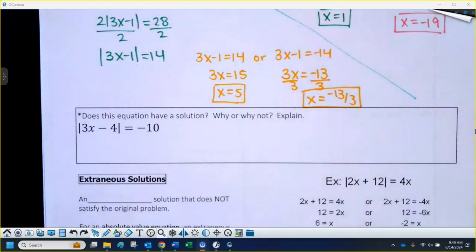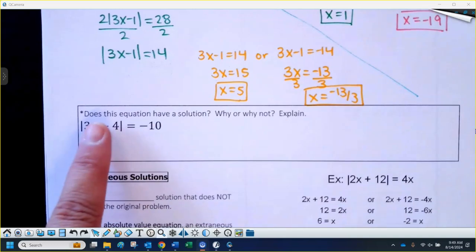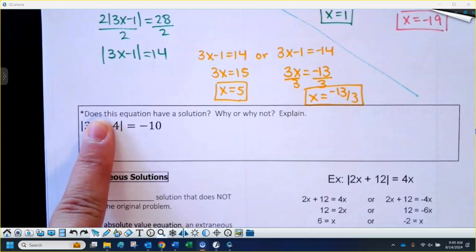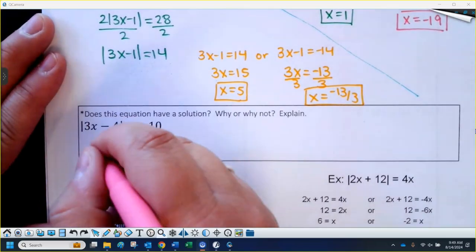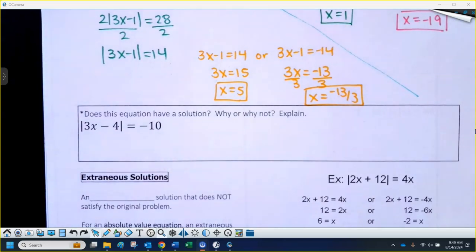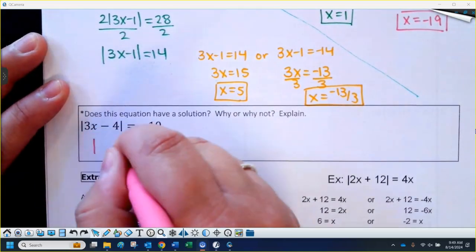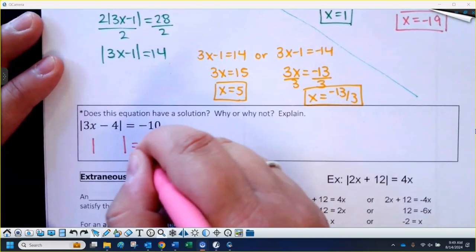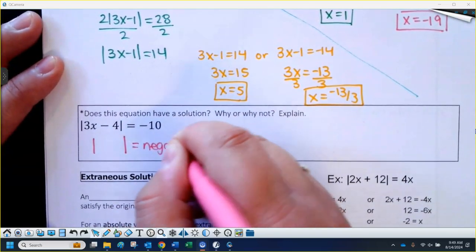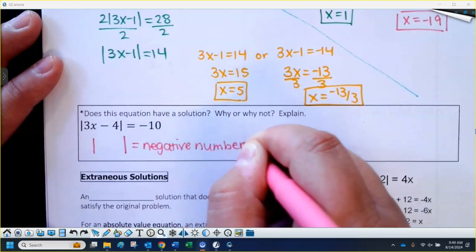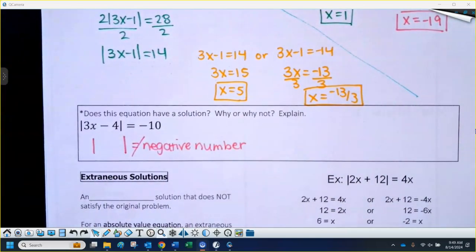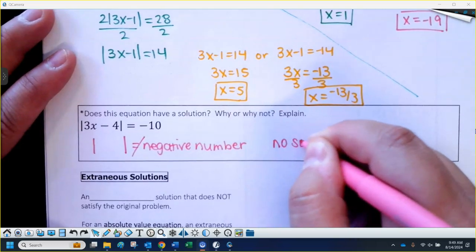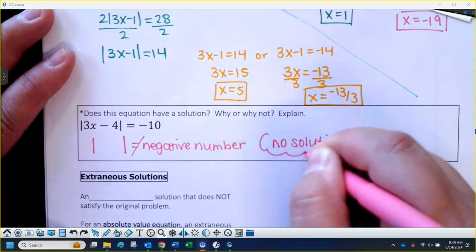Anybody have any idea? What's wrong with this equation? It really doesn't matter what's in the absolute value. Oh, yeah. It's a negative 10. Okay, so in any case, absolute value makes everything what? Positive. So if you have an absolute value alone and it's equal to a negative number, like this is equal to negative 10, that's not possible. Absolute value can't be equal to a negative number, because it makes everything positive. So this would automatically be a situation where you have no solution.